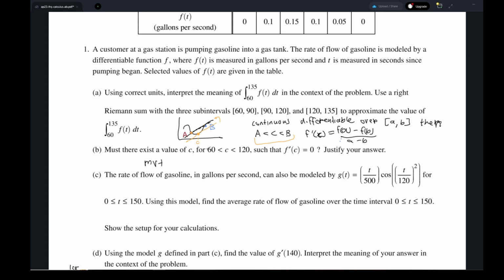So let's see if this is true. So from 60 to 120, if I want to find the slope of the line that passes through these 2 points, I'm going to have to take f of 60 minus f of 120 and divide it by 60 minus 120.